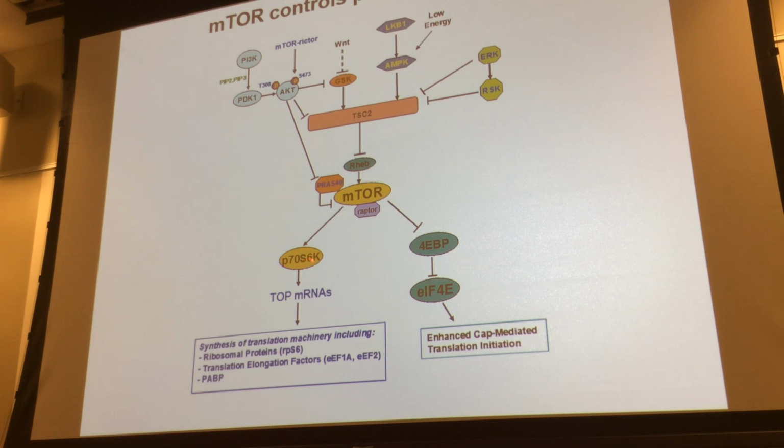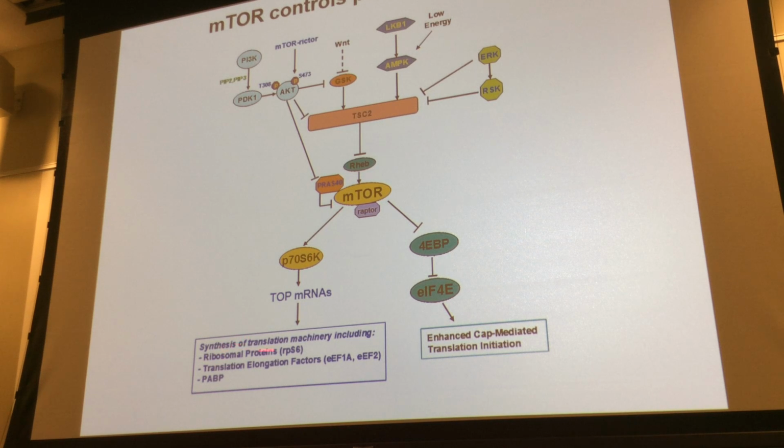So, P70 S6 kinase. Obviously, if it's S6 kinase, the function must be, what is the kinase function? To phosphorylate, right? To phosphorylate what? S6, because it's called S6 kinase. So obviously it phosphorylates S6. Now, what is S6? S6 is a ribosomal protein.